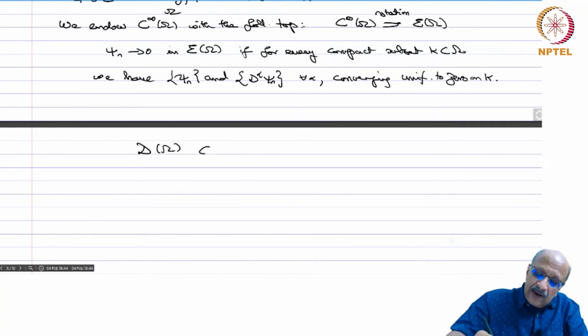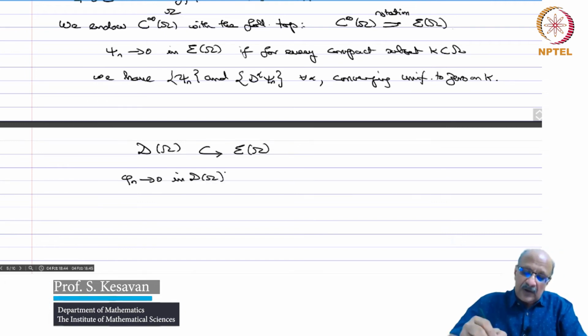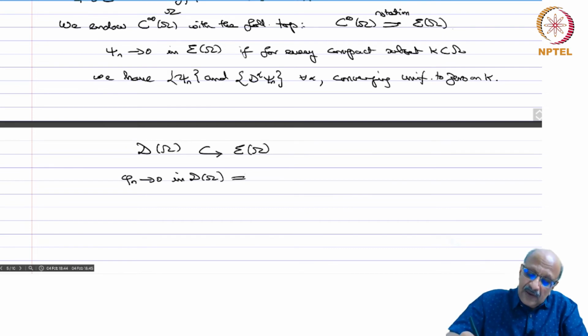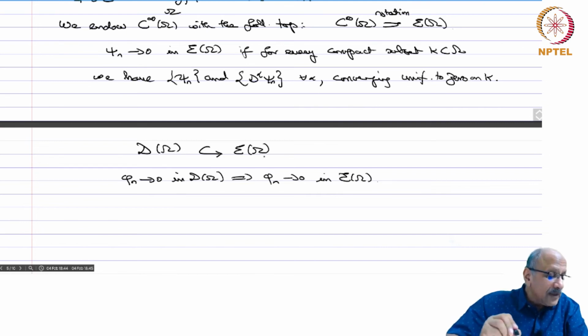So if you think, it is very easy to see that D of omega is, of course, contained in E of omega. It is a subset, and it is also continuous, because if phi n goes to 0 in D of omega, that means all the supports are in a fixed compact set and phi n and all the derived sequences converge to 0 uniformly. Any other compact set will either intersect with this, or it will be disjoint, where the phi n's will all be 0, and therefore phi n goes to 0 in E of omega as well. Just think about it a little, it's a very trivial thing. Therefore we say that D of omega is continuously included in E of omega.